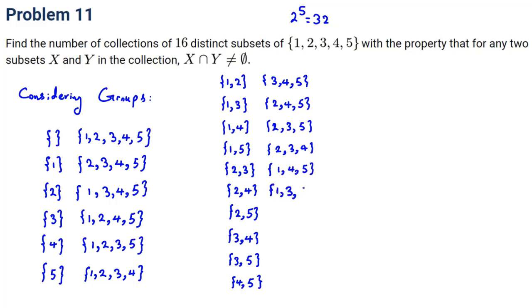2, 4, 1, 3, 5. 2, 5, 1, 3, 4. The next one, 1, 2, 5. The next one, 1, 2, 4. And for the last one, we have 1, 2, 3.